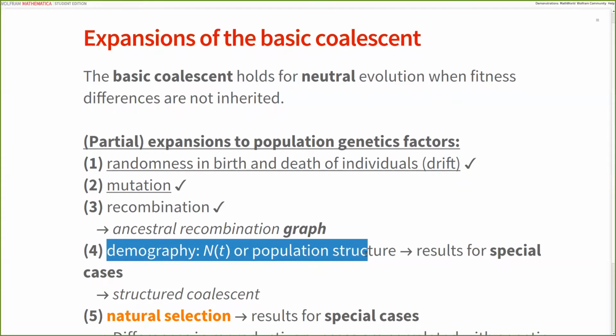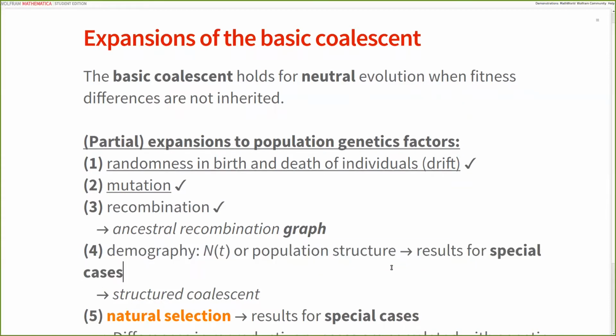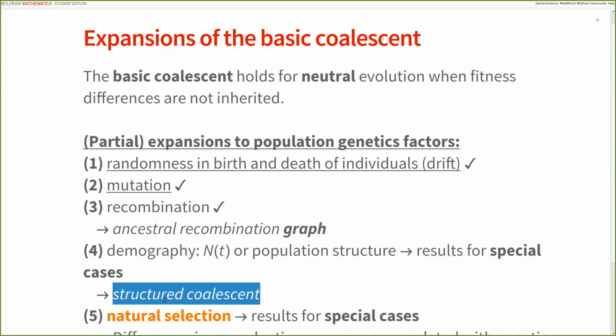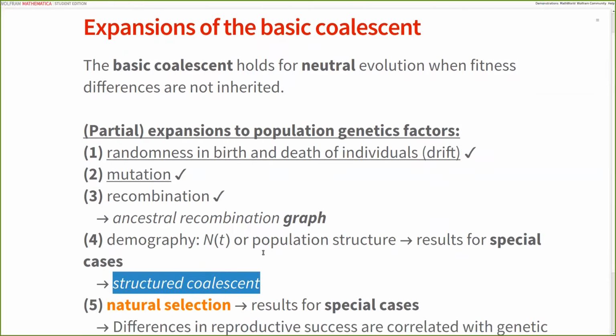On top of that, there are also various results that consider demography. If you consider, for instance, population increase or decrease, so changes in N over time, or population structure, like particular island models, etc., there are analytical results available. But for this, results are mainly partial, and you need to be lucky that you find something that fits your needs. This is so important that it has its own name, namely the structured coalescent.